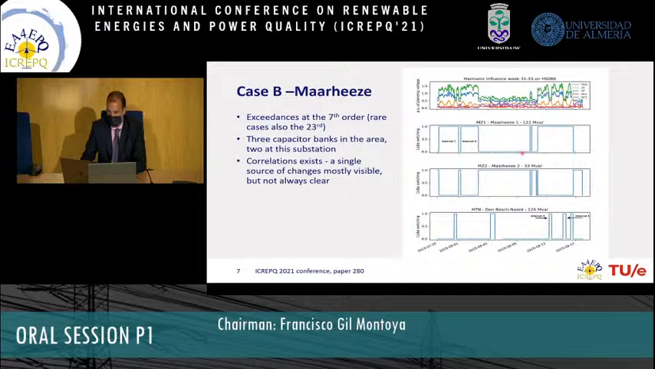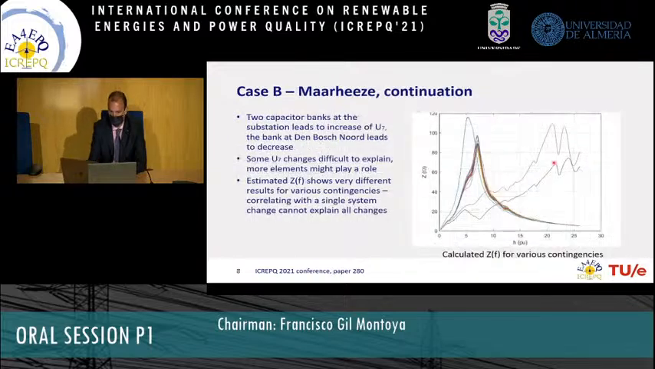That leads to a decrease, and I will show some amplification factors related to this. It is noticeable that there is a strong correlation, but also there are moments in time when it is not so easy to explain everything. The results can also be traced back in some simulations. So this is the harmonic impedance at this substation in different contingencies, including capacitor banks being energized, such as here, impedance versus frequency.